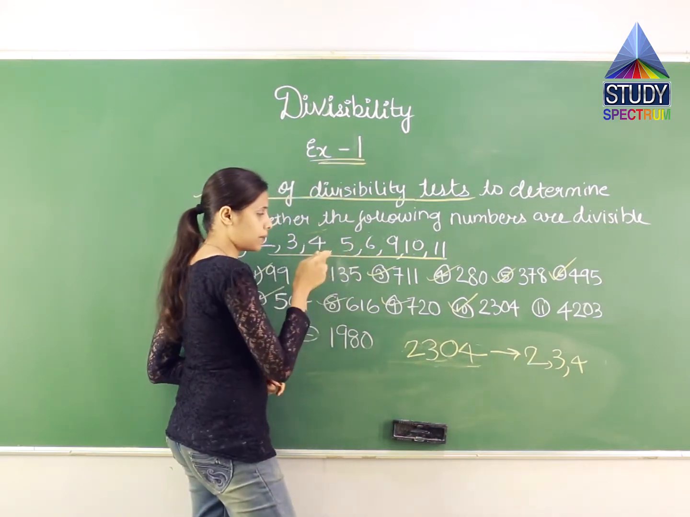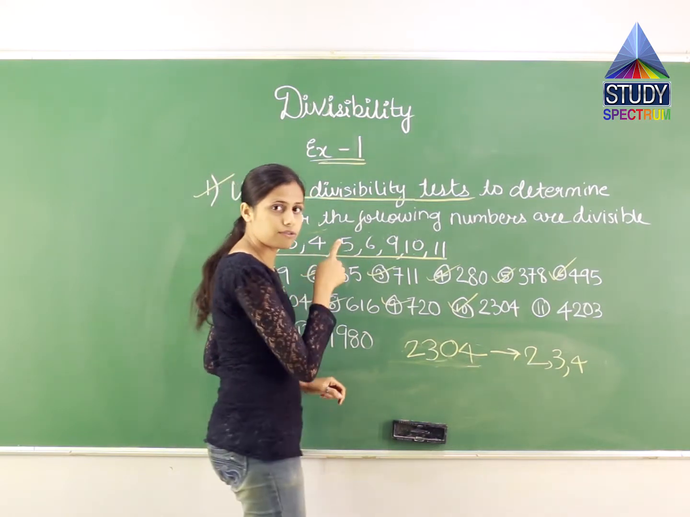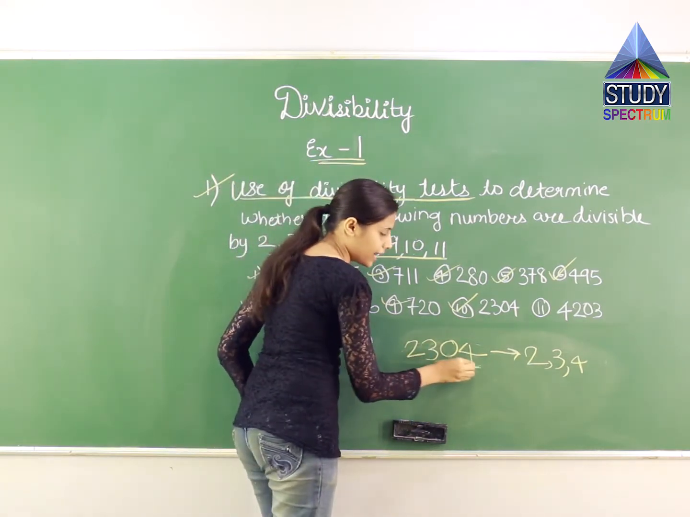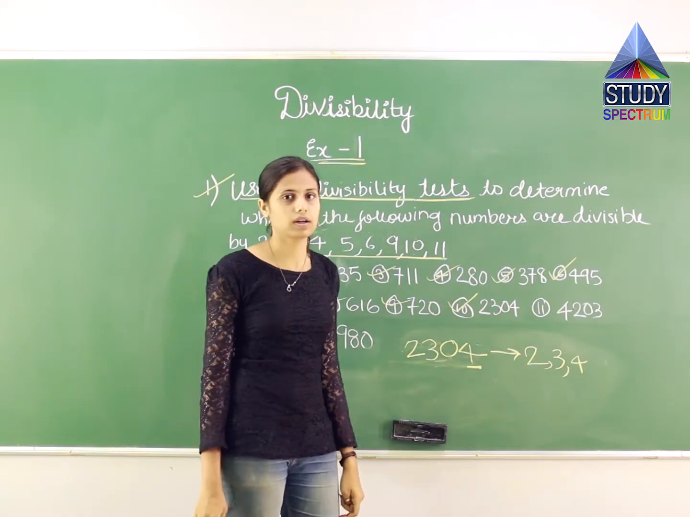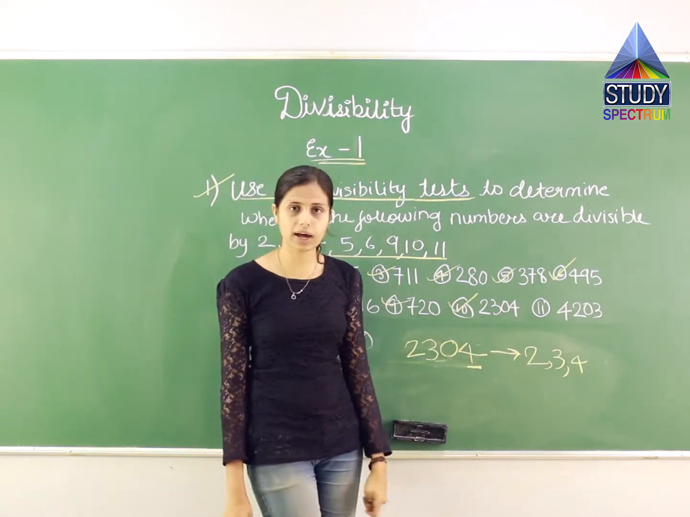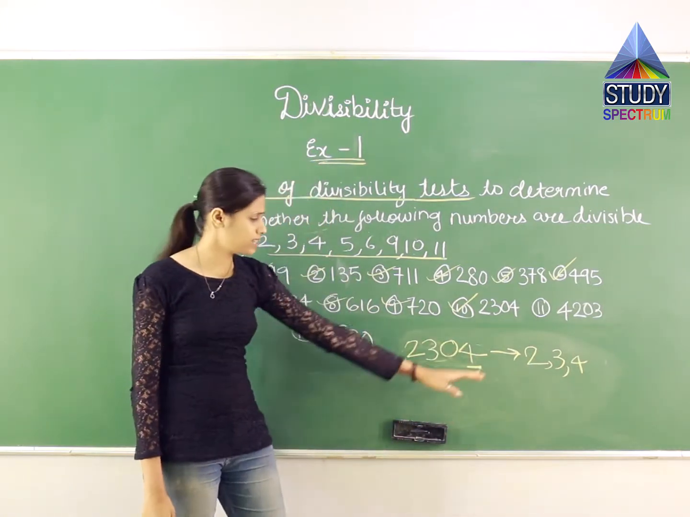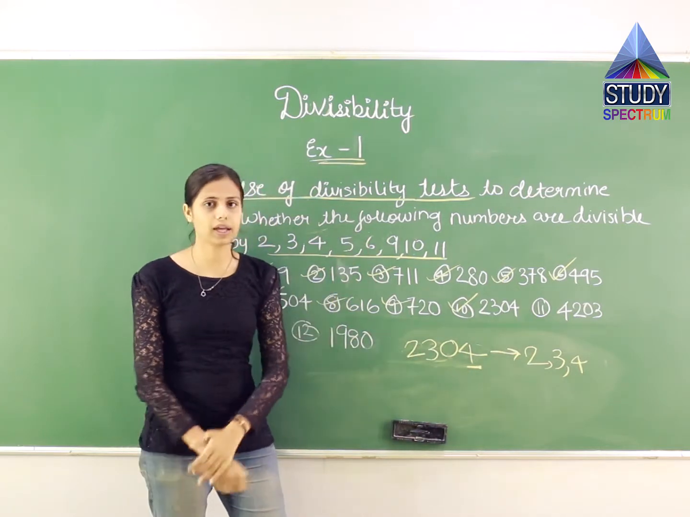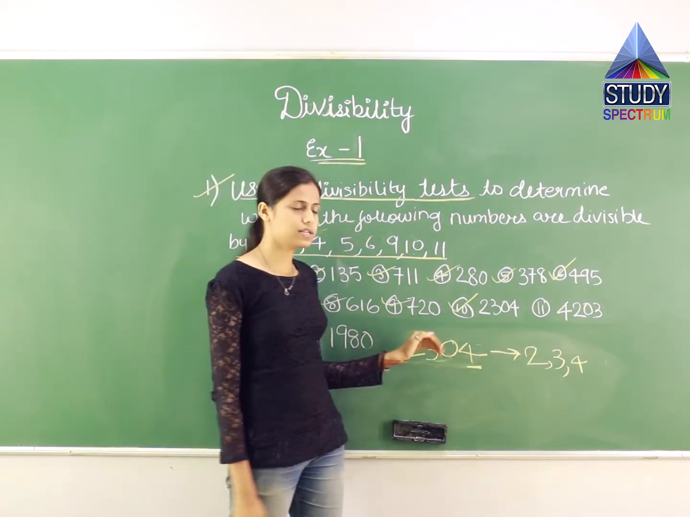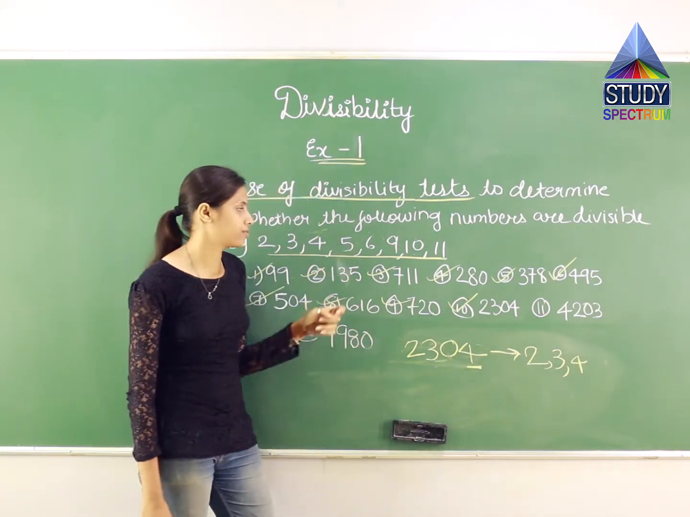Now test of divisibility by 5, which says that for test of divisibility by 5 I need 5 or 0 at the end, but I have 4 over here. I don't have 0 or 5 at the end. So is this number divisible by 5? No. So this number is not divisible by 5.